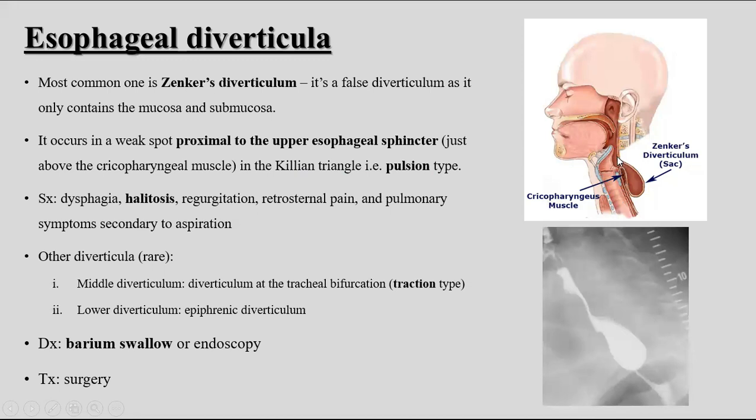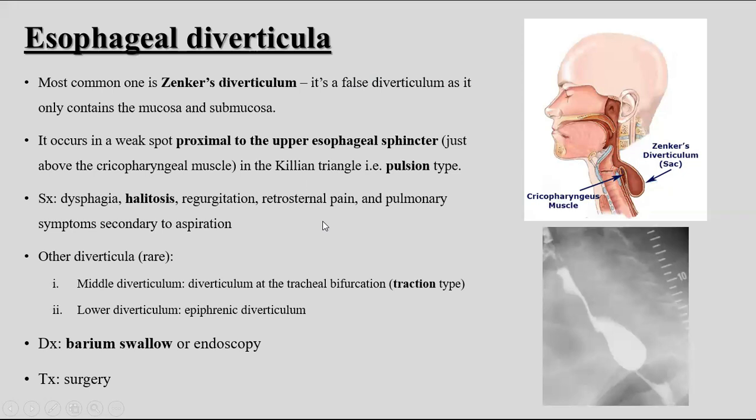and just proximal to that, you have this area of weakening in the hypopharynx, which is where the mucosa and the submucosa will come out from and form this outpouching. This area of weakening is in the anatomical space known as the Killian triangle. But basically, you just need to know that it happens in the area proximal to the upper esophageal sphincter, and it's a false diverticulum, so it only contains the mucosa and the submucosa.